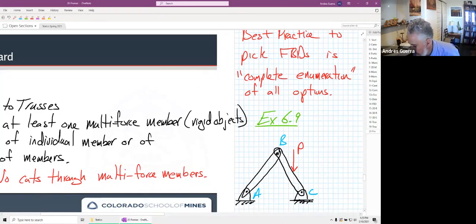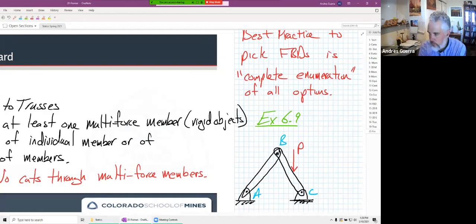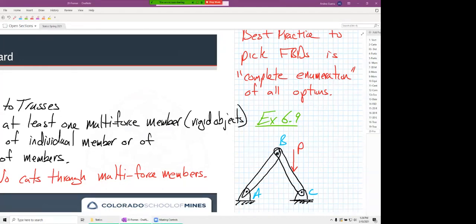Let me call on somebody from the front row here. How about Audrey, Richard? B to C is what type of member? Is it a two force or is it a multi-force? Okay, how about Hayden? How about Hayden Payne? Yeah, I think, is it a two force member?